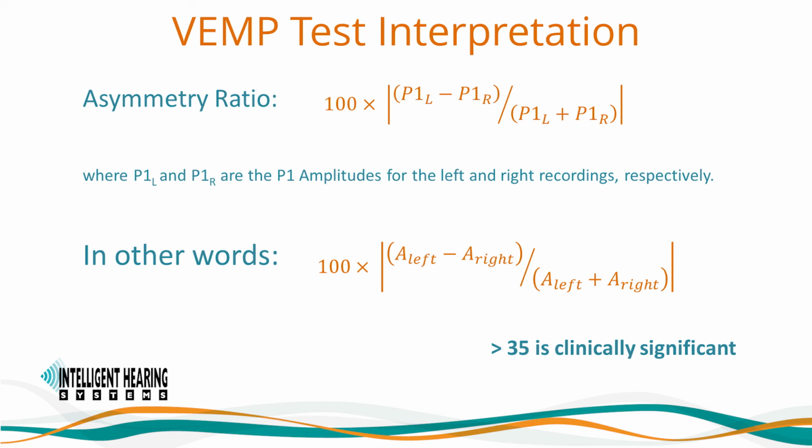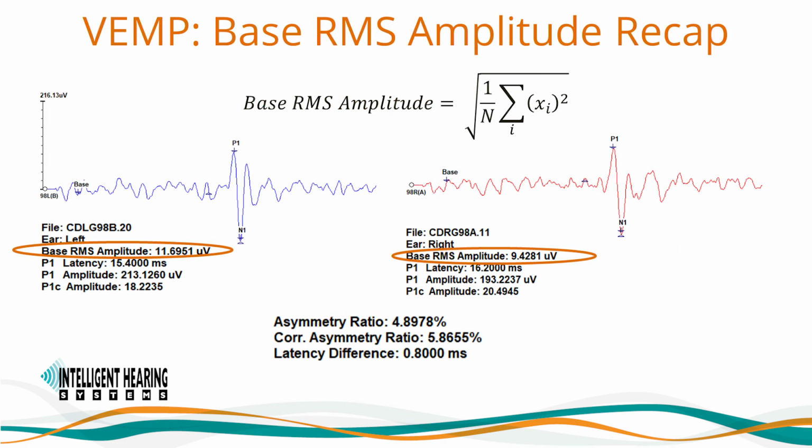To further account for level of tonic SCM muscle activity, the SmartEP system uses a measure of the pre-stimulus EMG activity to normalize the P1N1 amplitude, and then automatically calculates both the asymmetry ratio and the corrected asymmetry ratio. Now we need to revisit the concept of correcting the asymmetry ratio and what that means.